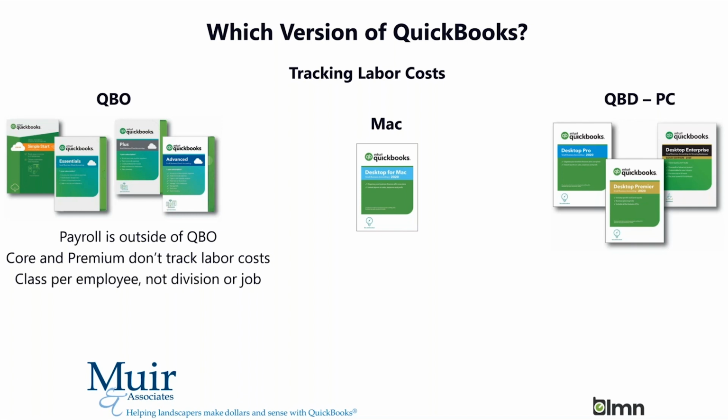For those, what they do is they assign a class to the employee if you use classes, and you have to be in Plus or higher to get that, but not the division. So if you've got an employee that maybe sometimes switches, like maybe did snow removal one day and spring cleanup the next, you're not able to adjust for that, and you definitely can't have it specific to the job when you're in QuickBooks Online.